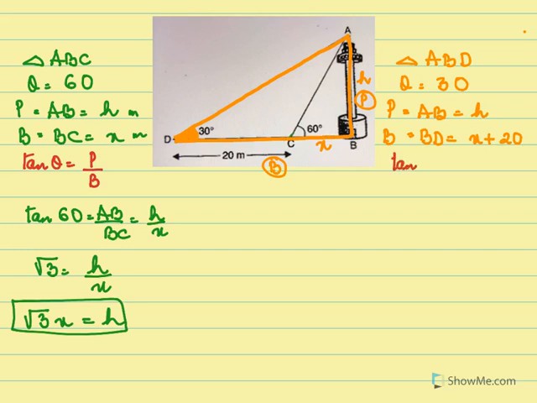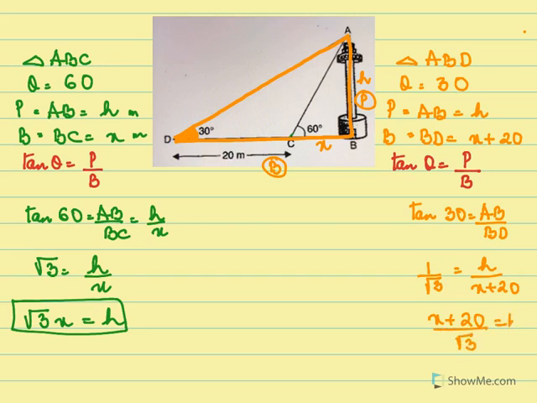We now have tan theta, perpendicular over base. In this case, our theta is 30, tan of 30. Perpendicular AB, base BD. Tan 30 is 1 by root 3. We know AB is H and BD is X plus 20. Cross multiply. X plus 20 over root 3 equal to H.